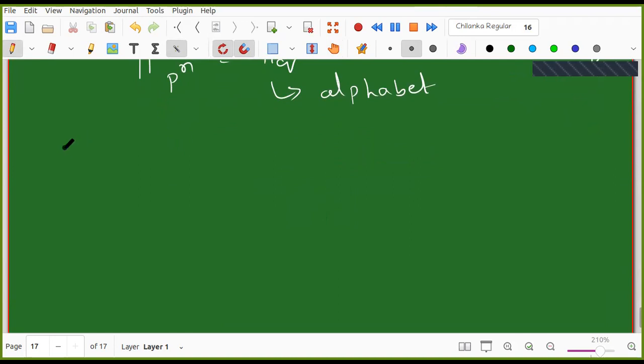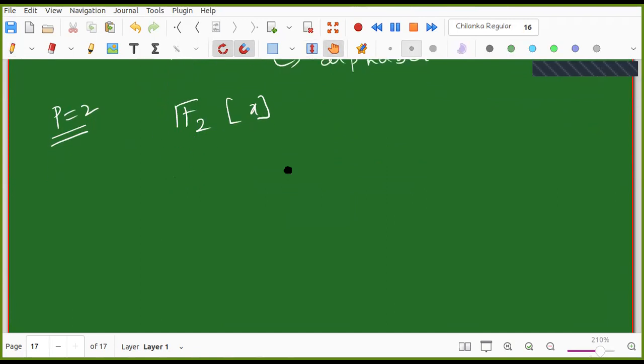So let us take p equal to 2 and compute F_2[x]. Can you give me some irreducible polynomials? We will try to collect some irreducible polynomials.